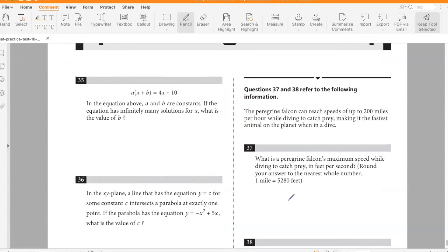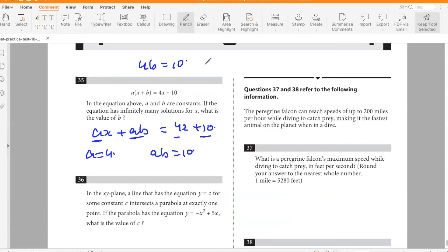In the equation above, A and B are constants. If the equation has infinitely many solutions for X, what is the value of B? So I can say AX plus AB is 4X plus 10. And when the equation has infinitely many solutions, the coefficients of X are equal and the constant terms are equal. So A has to be 4 and AB has to be 10, which means that 4B has to be 10. So B is 10 by 4, 2.5. So the value of B is 2.5.